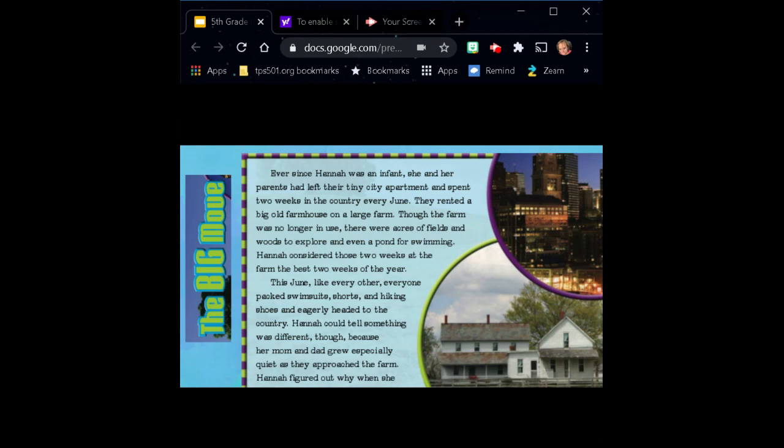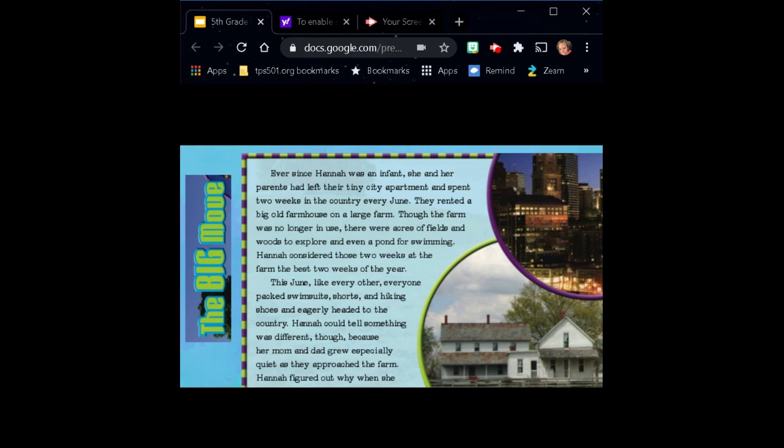The Big Move. Ever since Hannah was an infant, she and her parents had left their tiny city apartment and spent 2 weeks in the country every June. They rented a big old farmhouse on a large farm. Though the farm was no longer in use, there were acres of fields and woods to explore and even a pond for swimming. Hannah considered those 2 weeks at the farm the best 2 weeks of the year. This June, like every other, everyone packed swimsuits, shorts, and hiking shoes and eagerly headed to the country.